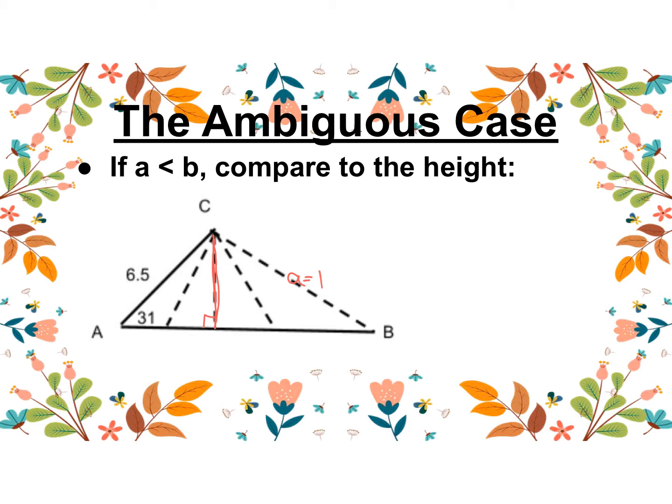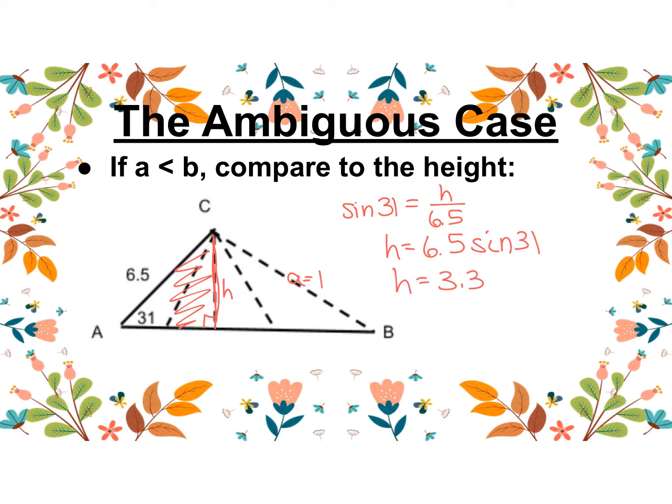Sneak peek there. So we're going to find the height, and I'm just going to use this triangle here, which is a right triangle. So I'm going to use right triangle trig, and I want to find the height. So I have 31 degrees. Across from that is opposite and my hypotenuse. So I have the sine of 31 equals h over 6.5. So h is going to be 6.5 times the sine of 31, which is about 3.3. So for the next few triangles, that's what we're going to be comparing everything to. The height of this triangle is 3.3.